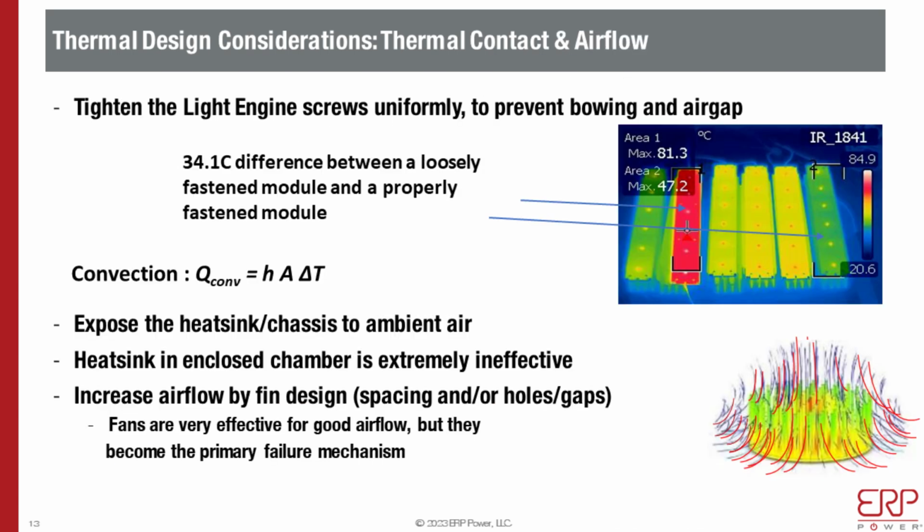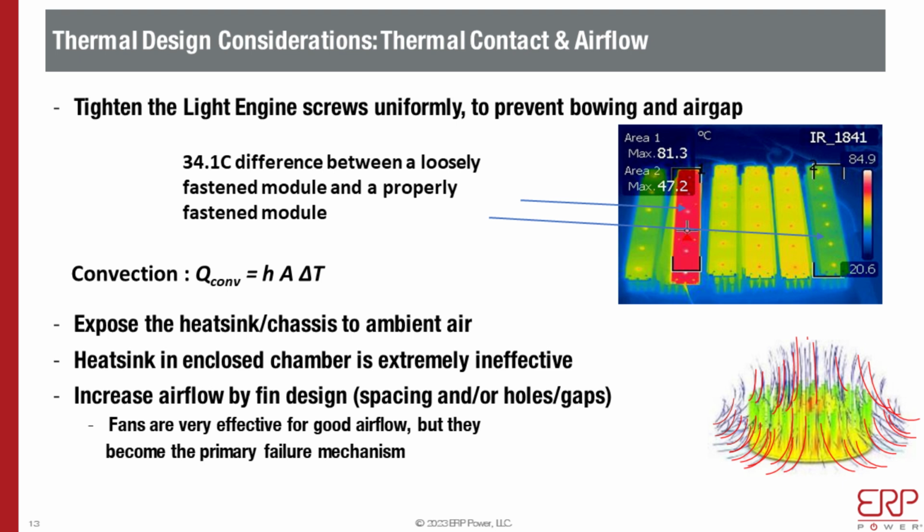Another point I want to show is that if you keep the screws loose when you tighten up the module, you're going to have a much worse result. As you can see, a long time ago we did an experiment. We have exactly the same light modules, and one of them we keep loose, the one that is red. This is a FLIR camera picture, and on the left I show there's a 34°C difference from the red one to the ones that are nicely tightened up.